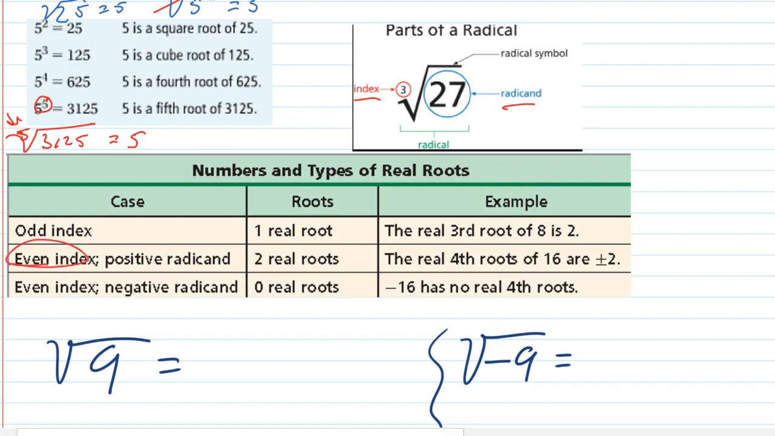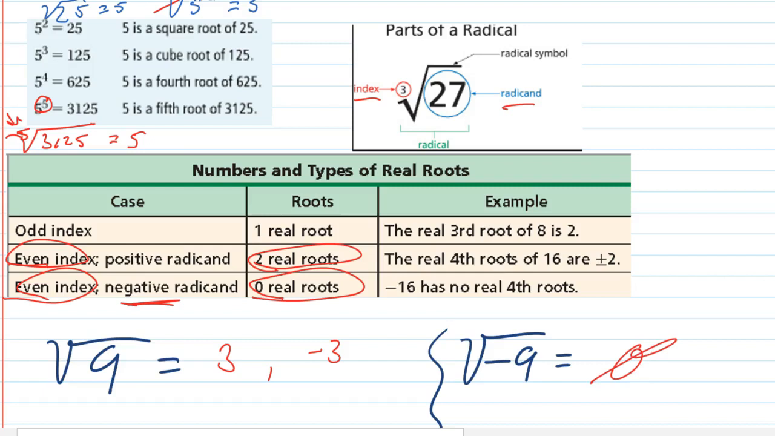is an even index. And when you have an even index, you get 2 real roots. What that means is when I take the square root of a positive 9, I get 3 and I get negative 3. I have 2 real roots. Now if I have an even index and a negative radicand, meaning square root of negative 9, that means that there are 0 real roots. So we would say there's no solution.